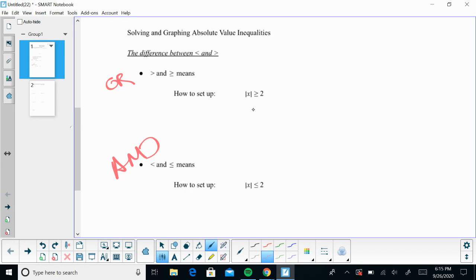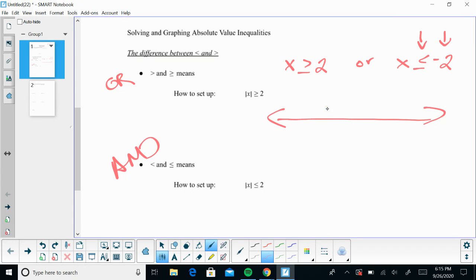So for my equation, the absolute value of x is greater than or equal to 2, I'm going to take x is greater than or equal to 2, or x is less than or equal to negative 2. Notice that I not only changed the sign of everything on the opposite side of my absolute value, I also flipped my inequality.